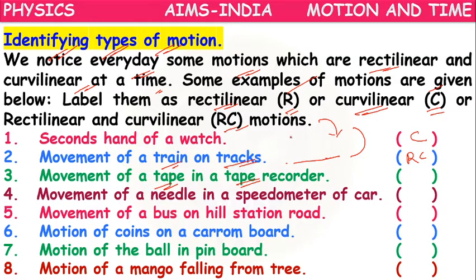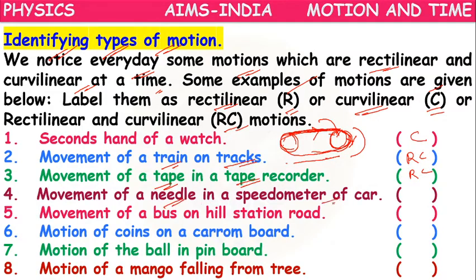Movement of tape in tape recorder. So it's a tape recorder. In olden days, we used to use tape recorders for playing songs. In the tape recorder, the tape used to move like this. So this part is rectilinear, but this part is curvilinear, means both.